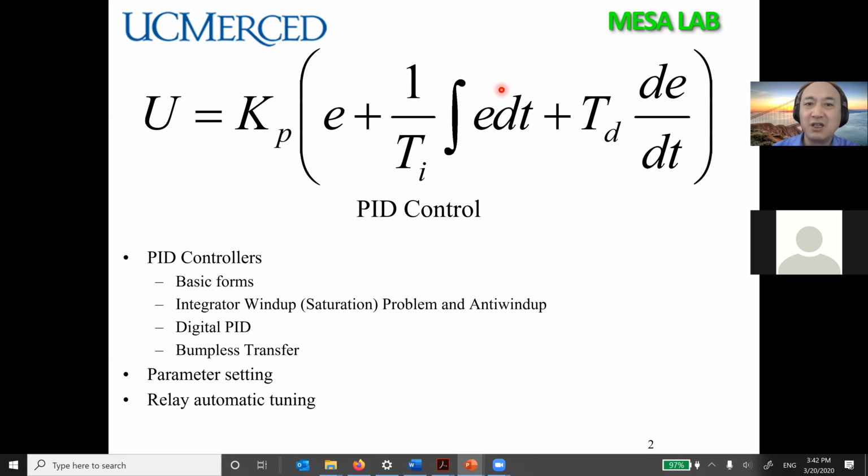So E and this term, they have the same dimension or unit. Make sense? Otherwise, E and E dot are not the same unit. One is position, one is the rate, meter per second for E dot. One is meter, so meter per meter per second doesn't make good sense, right? So that's why I love this term, PID. Of course, you can change to other formats.